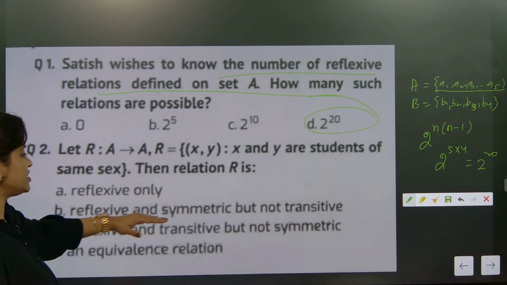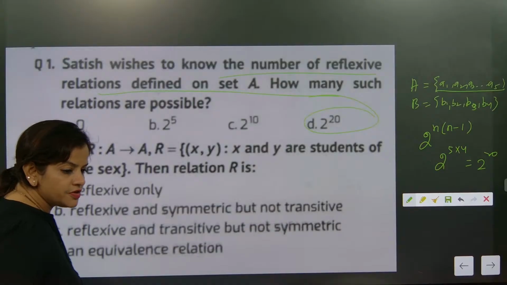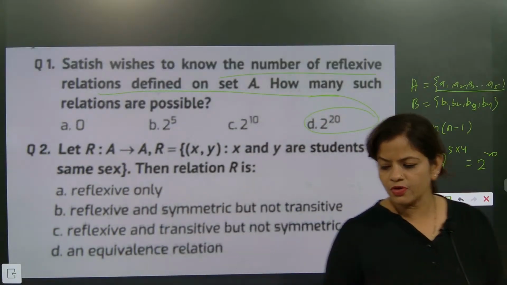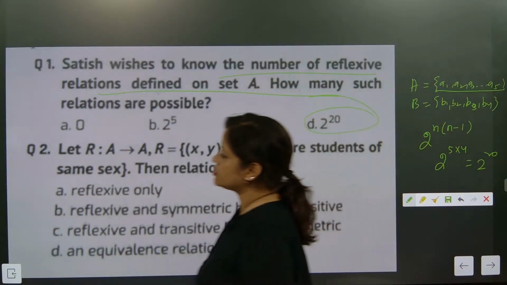Now the second is reflexive and symmetric, but not transitive. Reflexive, symmetric, and not transitive. Come on, go for it, Peter. Try this. The second question is what?